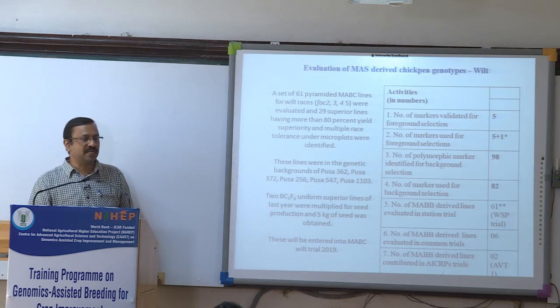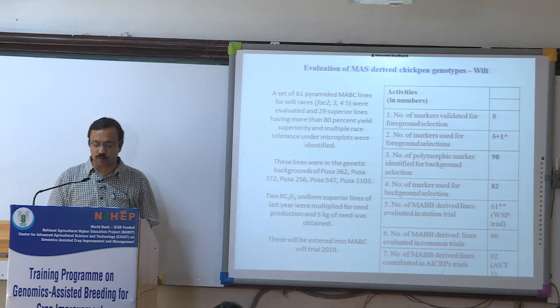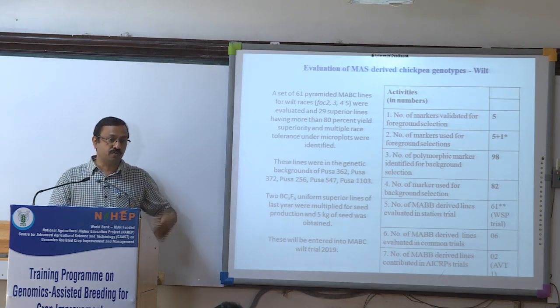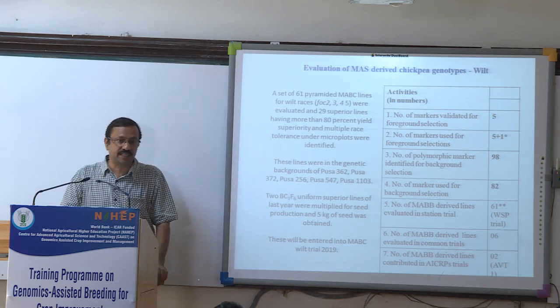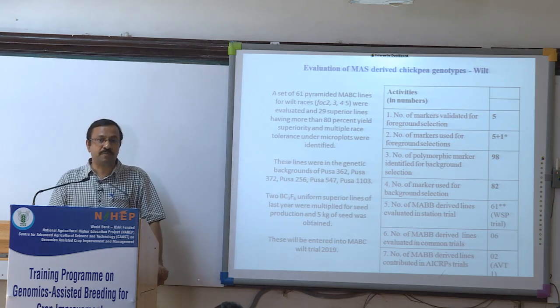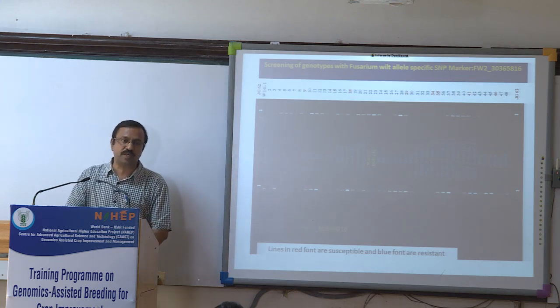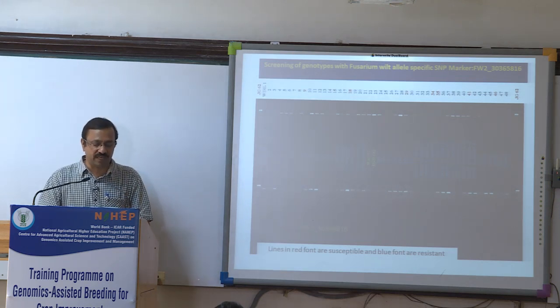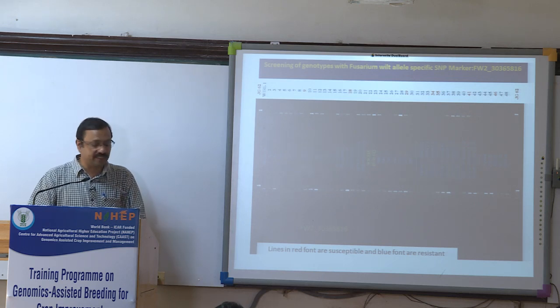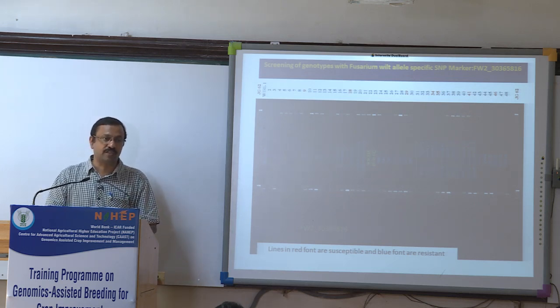Now if you look at the MAS derived lines, we have developed a huge amount. We have 61 lines, of which we are into advanced varietal trial in chickpea using the MABC product, and this year they are into the final year of testing, right? So that is the progress. And then what we are trying to do is also identify if we have any SNP marker that is available. For example, we are trying to validate this particular marker.